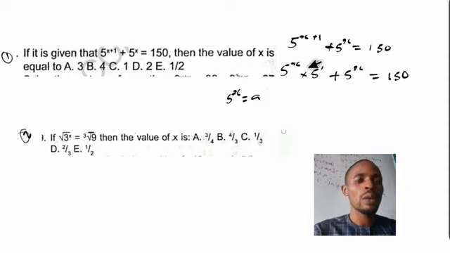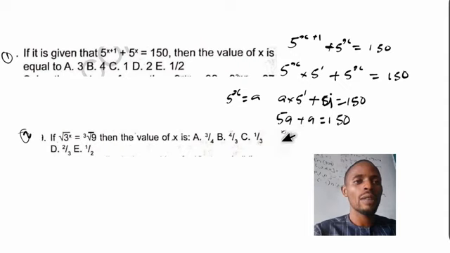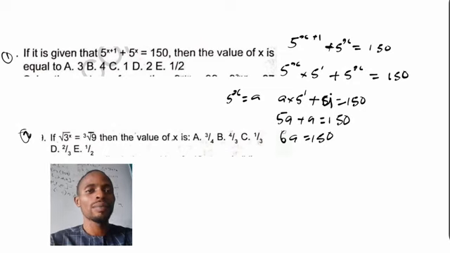Let's put a anywhere we see 5 raised power of s. So we have a multiplied by 5 raised power of 1, plus a, equal to 150. Here we have 5a plus a, equal to 150. So 5a plus a gives 6a, equal to 150.